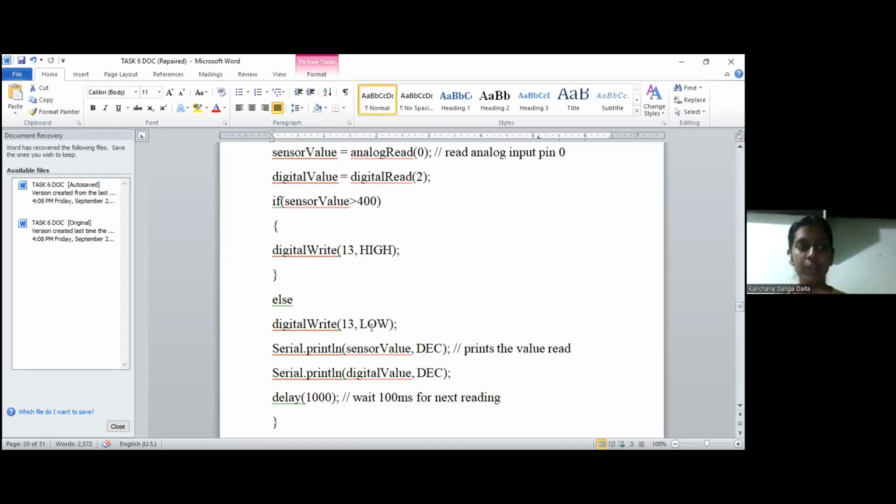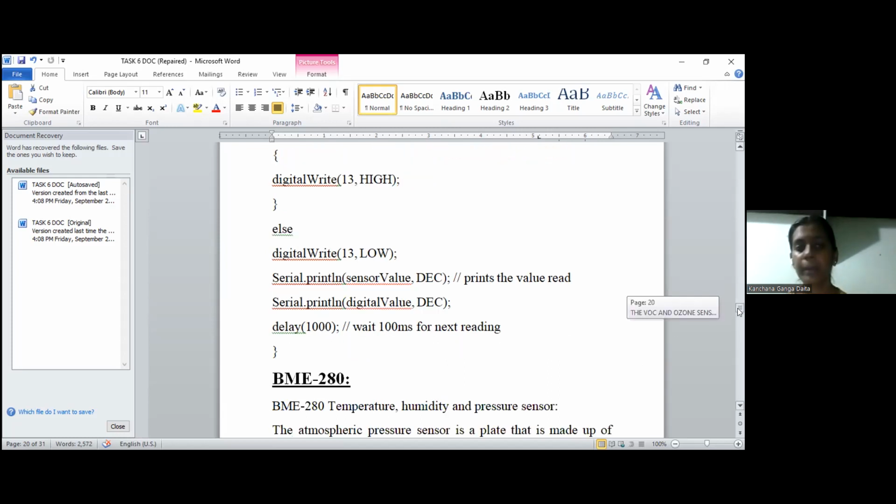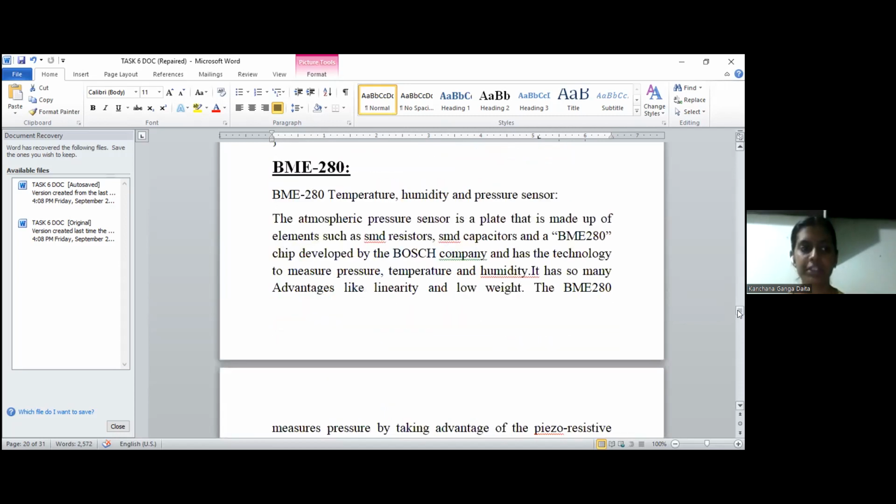And also, after one computation, we'll have 1000 milliseconds as the delay, because we need to have a difference. After one operation, it needs a delay of at least 1000 milliseconds to continue to the next operation. So here it will wait 1000 milliseconds for the next event. So this is the code we can implement to get the MQ135 sensor to work.